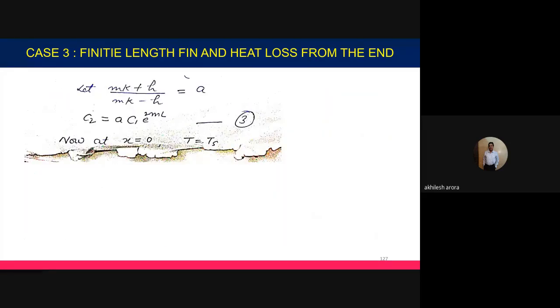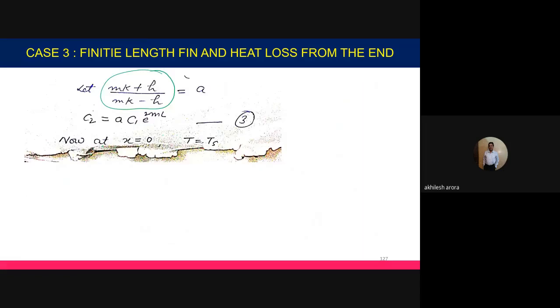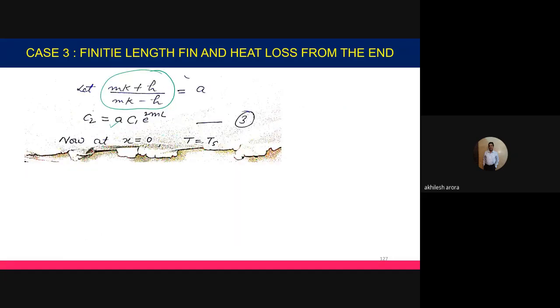What we have considered next is (mk + h) divided by (mk − h) is equal to a. So this term, (mk + h) divided by (mk − h), has been considered as a. So the value of C2, you can see it here. C2 is equal to C1 into e raised to power 2ml, because this will go up and it will become e raised to power 2ml. So C2 is equal to a into C1 e raised to power 2ml. So this is the value. We have simplified it quite a lot. So this is the value of C2.